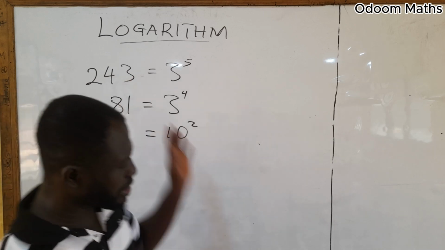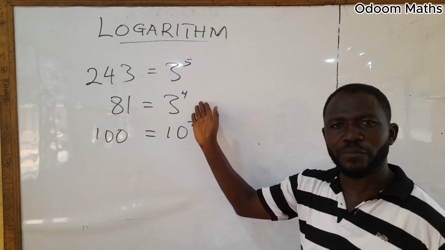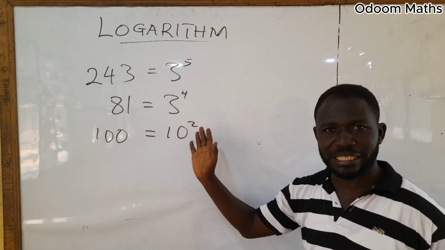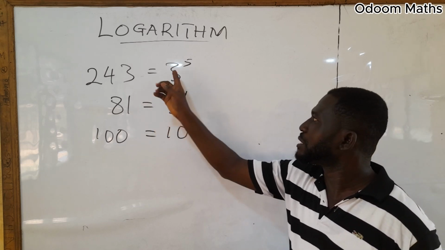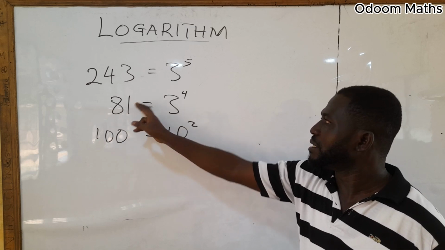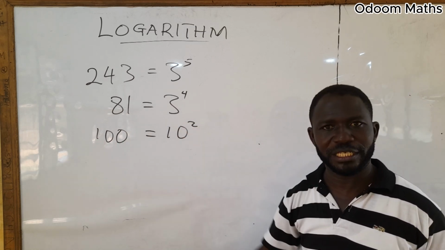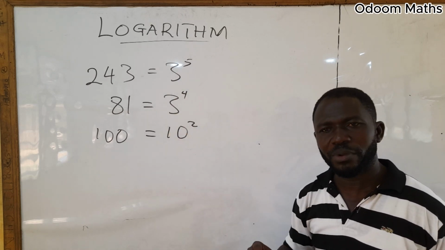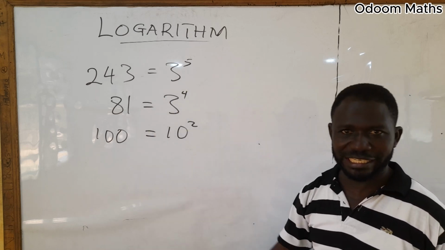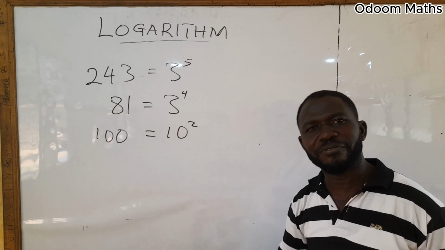Okay. So all these, what I've stated here, are in index form or indices form or in exponent form. So 3 to the power 5 is the same as 243. 3 to the power 4 is 81. 10 to the power 2 is 100. So they are all in index form, or exponent form. Now let's look at the same thing being written in logarithm form.